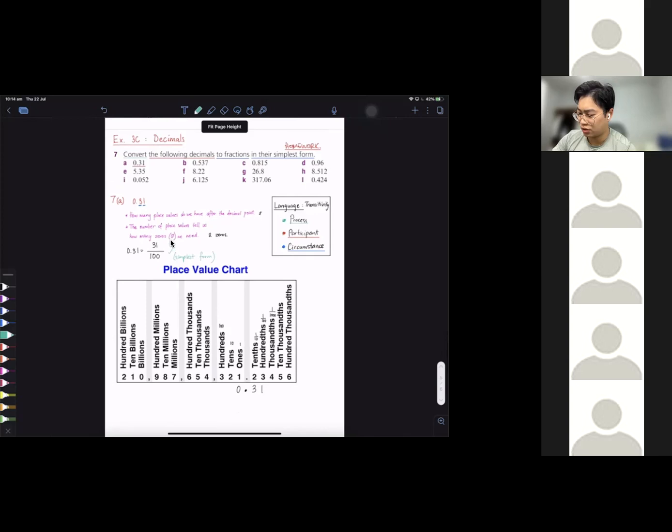Okay, so I'll leave that place value chart there, and we'll try another question.